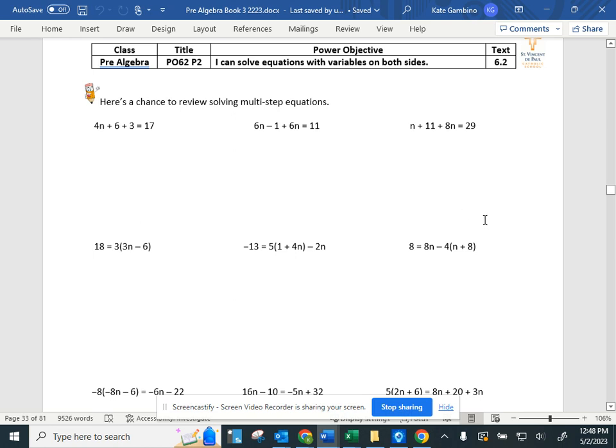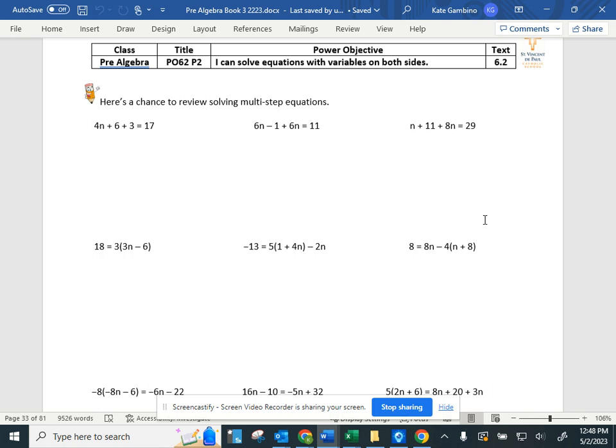Good afternoon. Today we are continuing with our PO62. We are doing part 2 today. PO62 part 2. Yesterday we talked about variables on both sides.